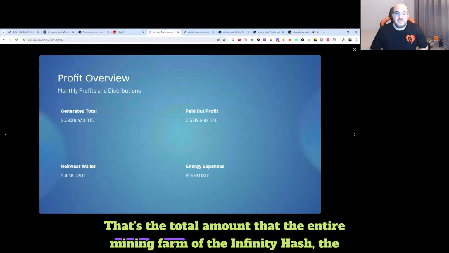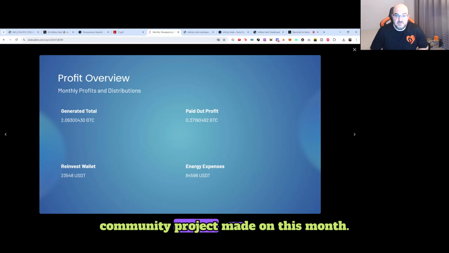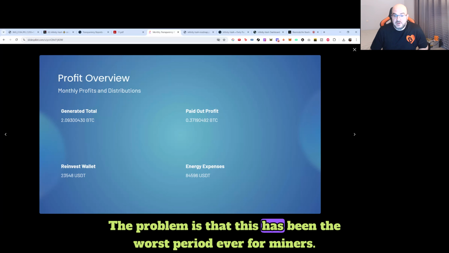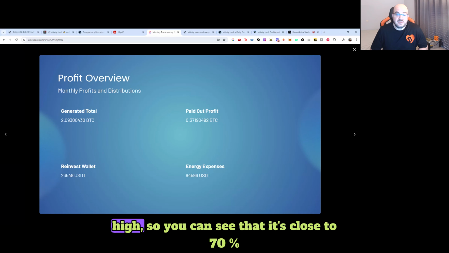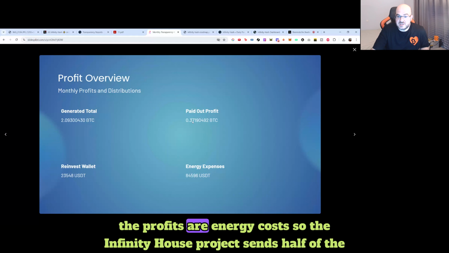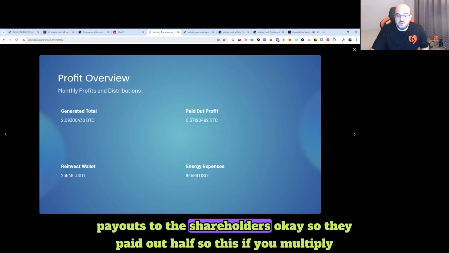That's the total amount that the entire mining farm of Infinity Hash, the community project, made on this month. The problem is that this has been the worst period ever for miners. So prices are low. Hash price is very expensive. Electricity costs are very high. So you can see that it's close to 70% of the profits are energy costs. So the Infinity Hash project sends half of the payouts to the shareholders. Okay, so they paid out half.